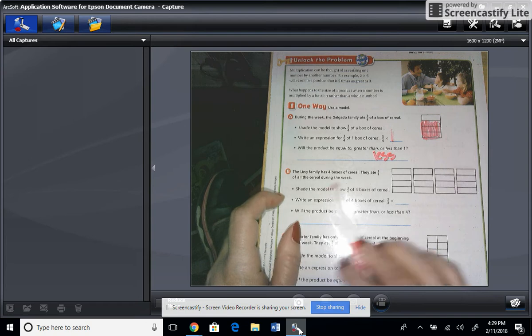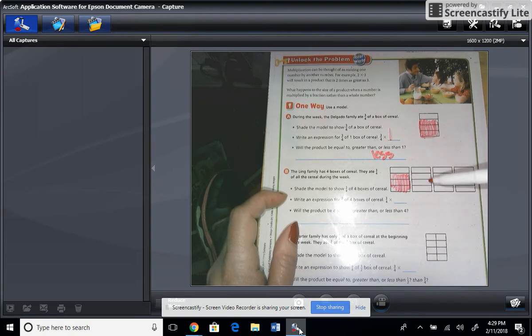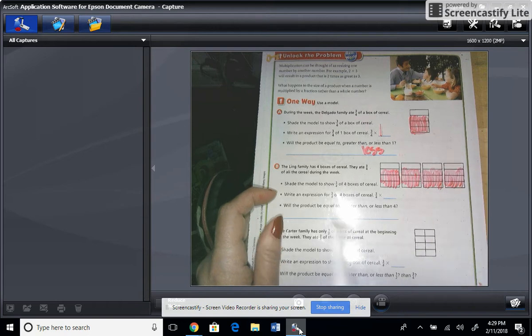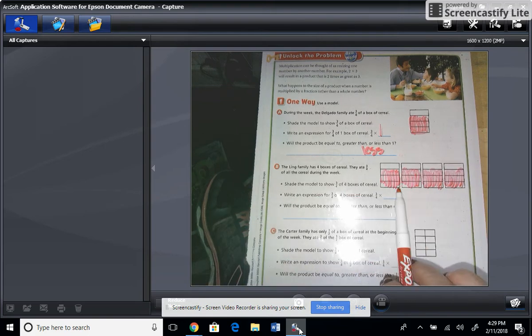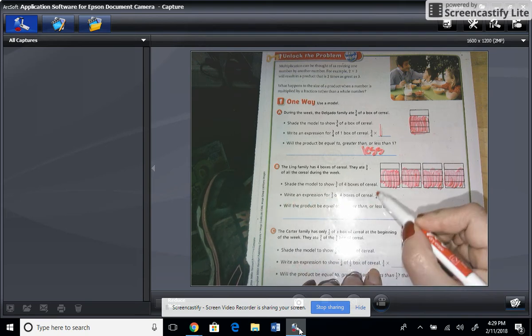All right, here we have 4 boxes, and they eat 3/4 of each box, which would infuriate me if it was my house that they opened 4 different kinds. But this mom must not mind. All right, so we shaded 3/4 of 4 boxes. Write an expression for 3/4 of 4. So that's 3/4 times 4.